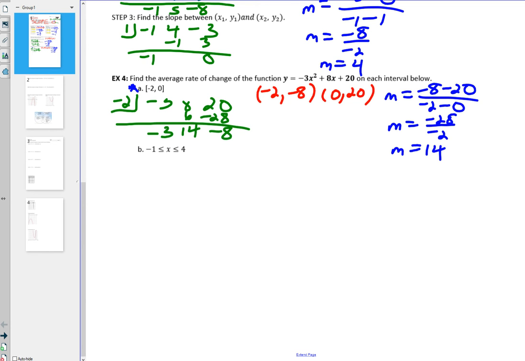Do the next one. Some people were telling me that they were confused earlier because of the notation. It's just instead of interval notation, they wrote it as an inequality, but this just means -1 comma something and 4 comma something. So plug those numbers back into the original function, see what you get. Then plug them into the slope formula, and then see what you get.